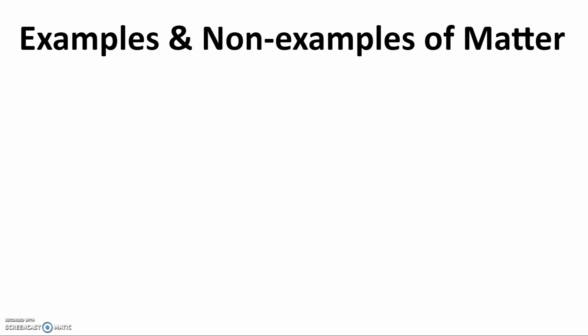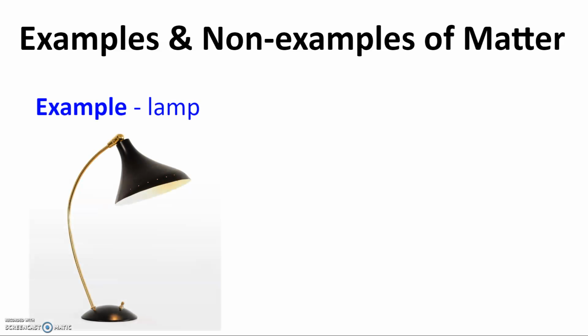So a good way of understanding something is by not only looking at examples of the thing that you're studying, but looking at non-examples. And we're going to do that with matter, so we have a strong understanding of what's matter and what's not. An example of matter would be a lamp, because you can weigh it, it has mass, and it also takes up space, so it has volume.